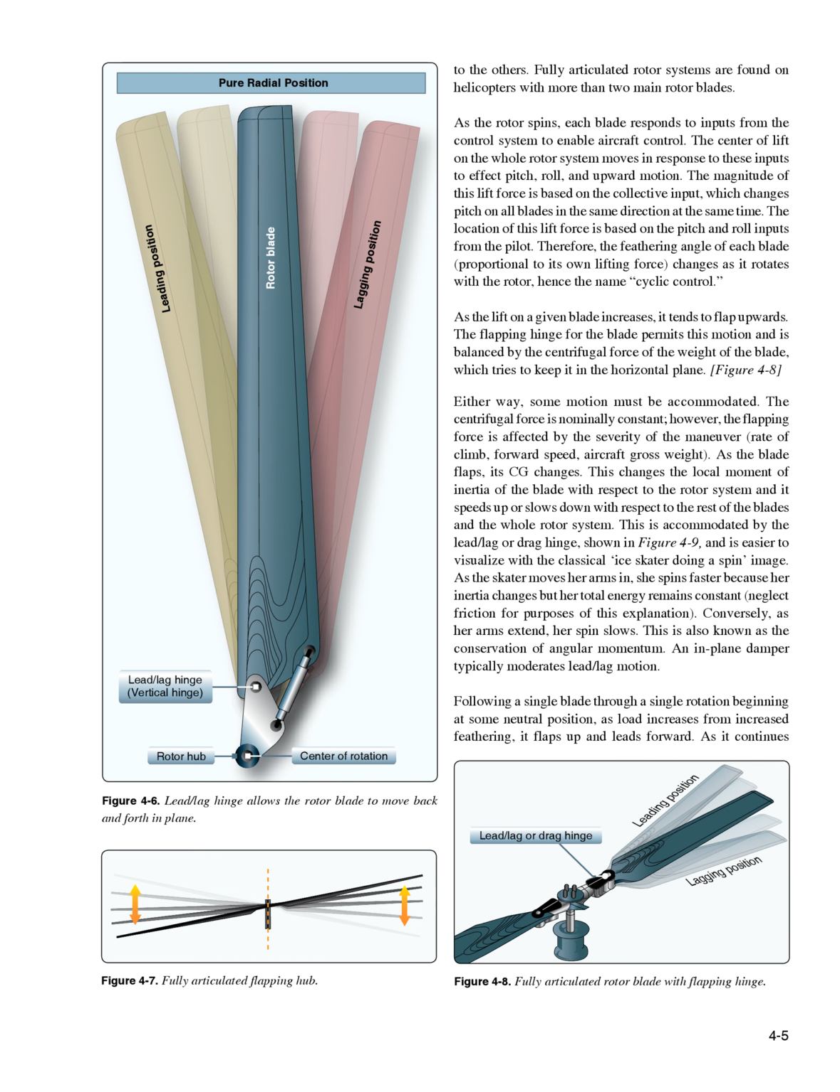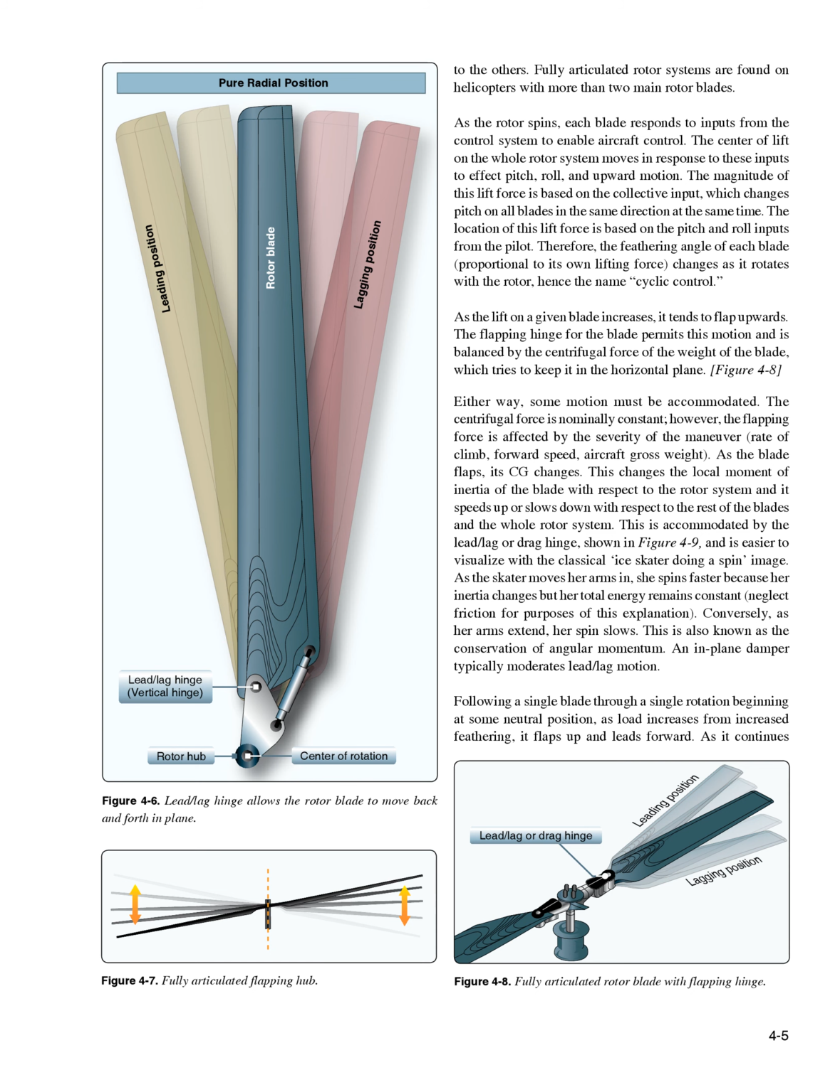As the lift on a given blade increases, it tends to flap upwards. The flapping hinge for the blade permits this motion, and is balanced by the centrifugal force of the weight of the blade, which tries to keep it in the horizontal plane. Figure 4.8, either way, some motion must be accommodated. The centrifugal force is nominally constant, however, the flapping force is affected by the severity of the maneuver, rate of climb, forward speed, and aircraft gross weight.